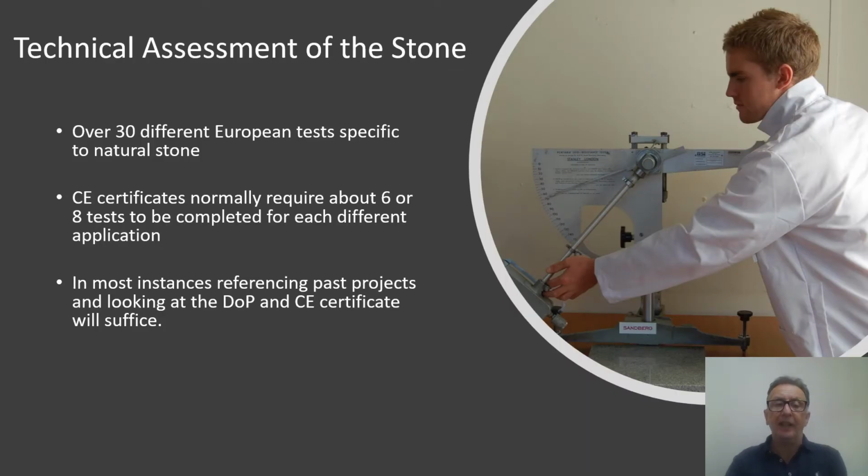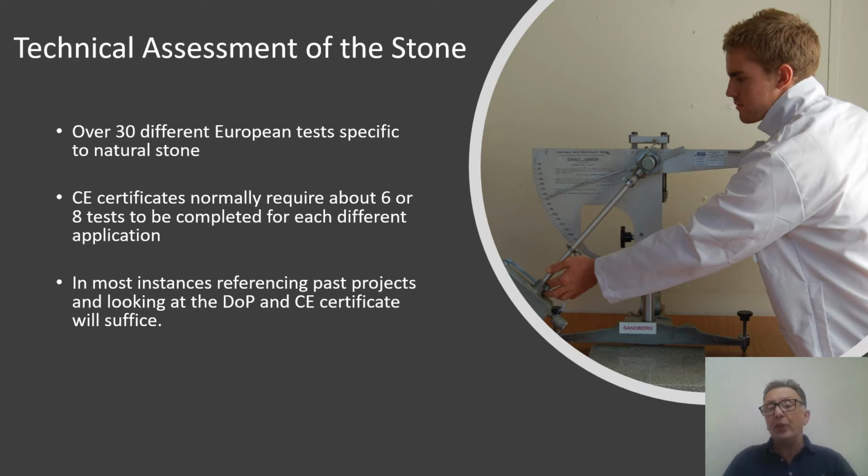As I've raised earlier, in a lot of instances, simply looking at the use of a stone in previous applications and looking at the declaration of performance data may be sufficient. However, that's not necessarily always the case. There are upwards of 30 different European stone tests that are relevant to natural stone that could be used. Declarations of performance will normally only contain results from about a key 6 to 8 different tests for the stone.